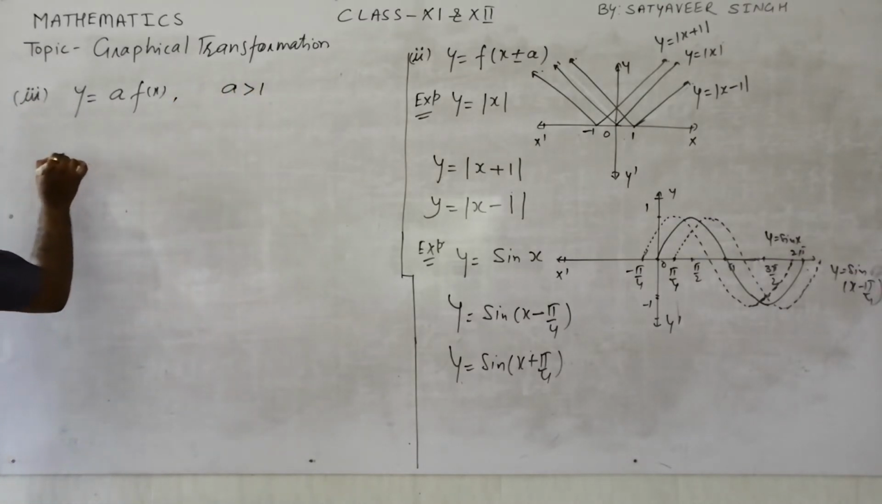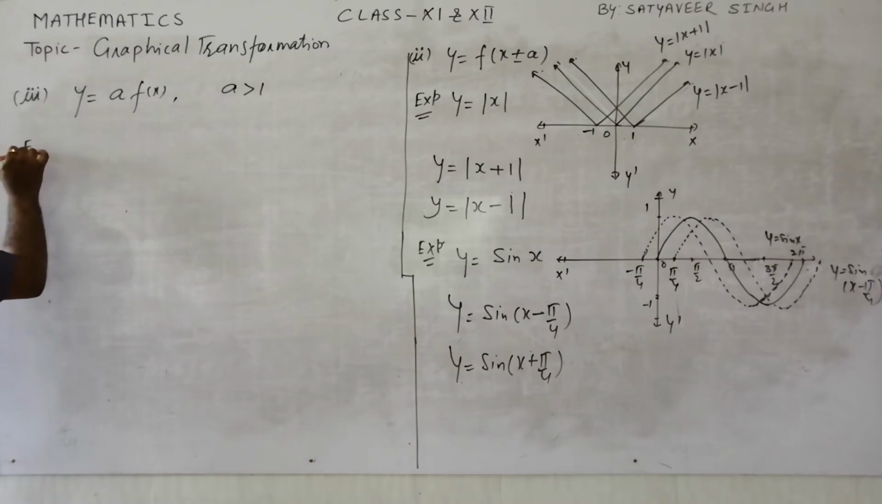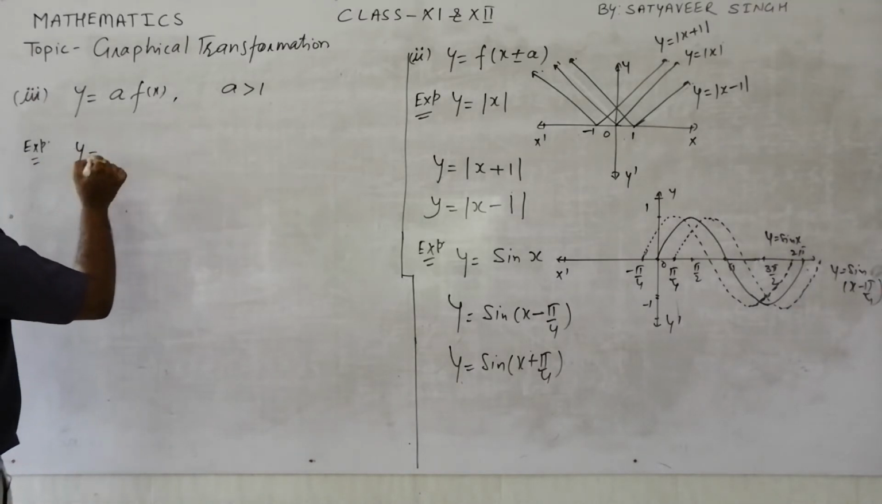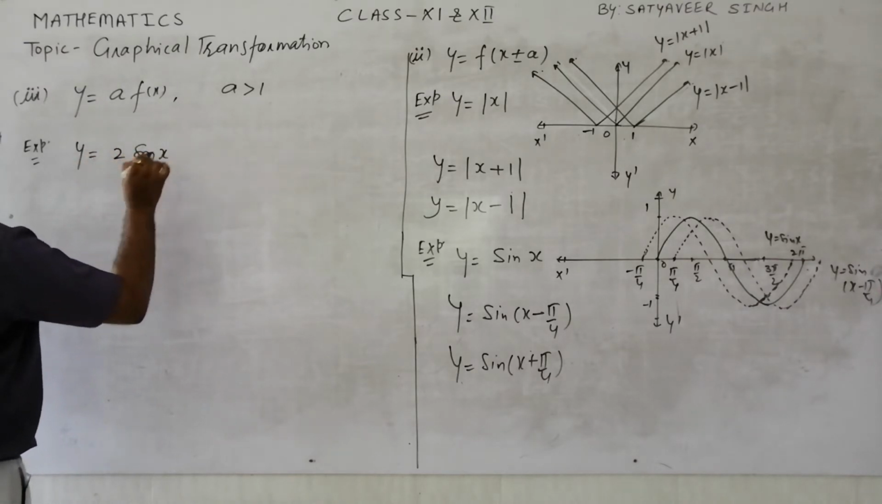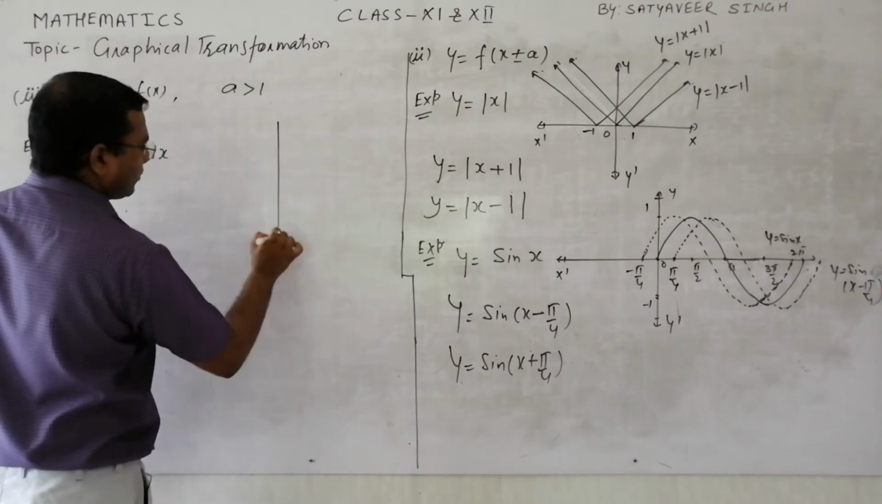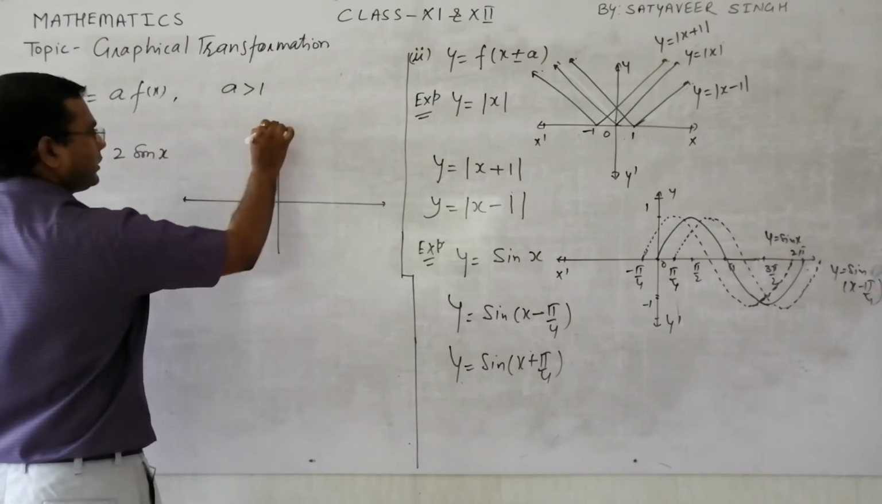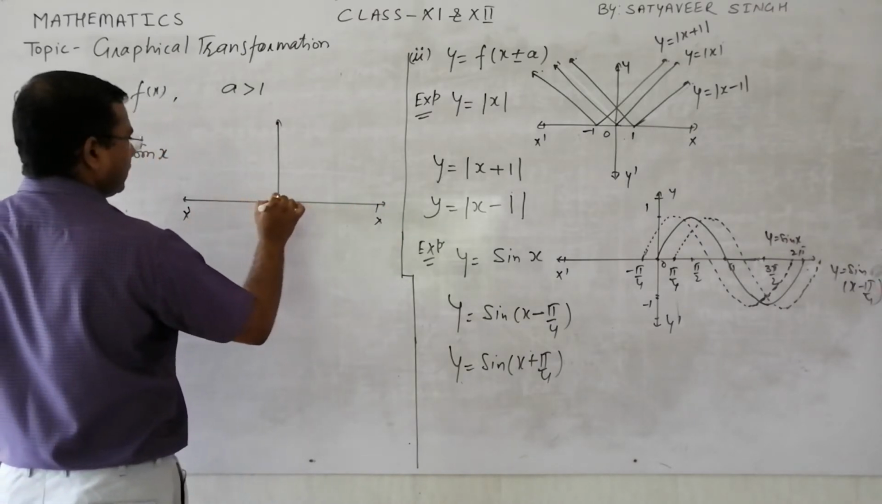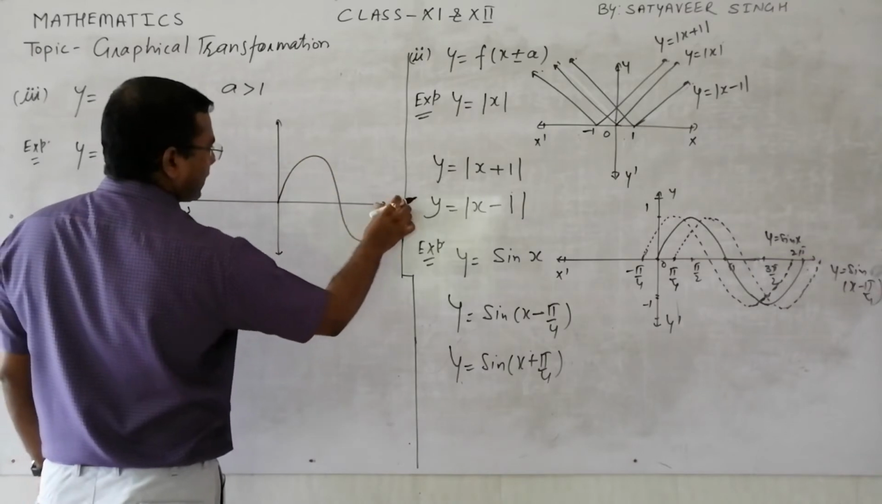So what happens? With the help of one example I am trying to explain this. Suppose I take y = 2 sin x. Now, students, you can see the graph of y = sin x, everybody knows. So I am drawing a rough sketch here again. You know that the graph of y = sin x is this.